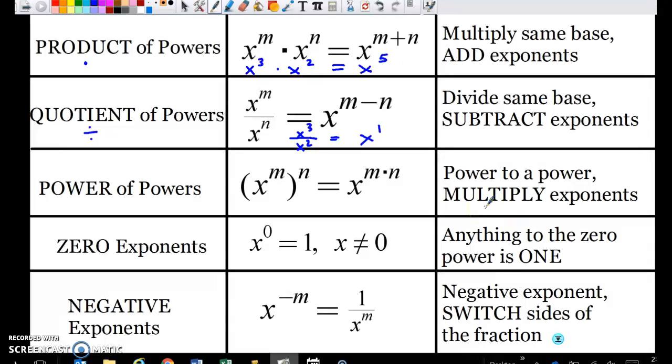That's 3 minus 2. If I take a power to a power, I'll multiply the exponents. I won't go through all of these, but make sure that you're familiar with it. The one I will go through, x to the negative m, is the reciprocal, or 1 over x to the positive m. If you have a negative exponent, you'll switch sides of the fraction, make it positive.